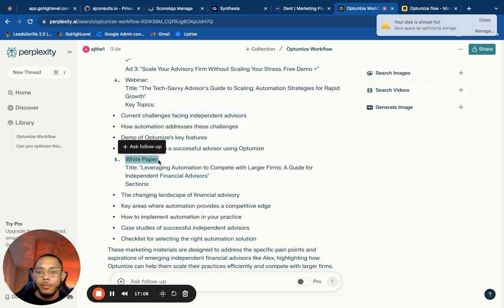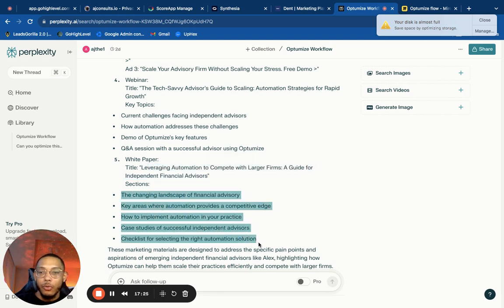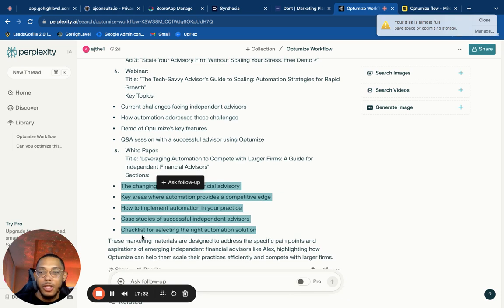White paper. I have an idea of what a white paper is because of crypto, but I just want to double check that. The title: Leveraging Automation to Compete with Larger Firms, a Guide for Independent Financial Advisors. We have some sections in here that we'll go over: the changing landscape of financial advisories, key areas where automation provides a competitive edge, how to implement automation in your practice, case studies, and checklists for selecting the right automation.